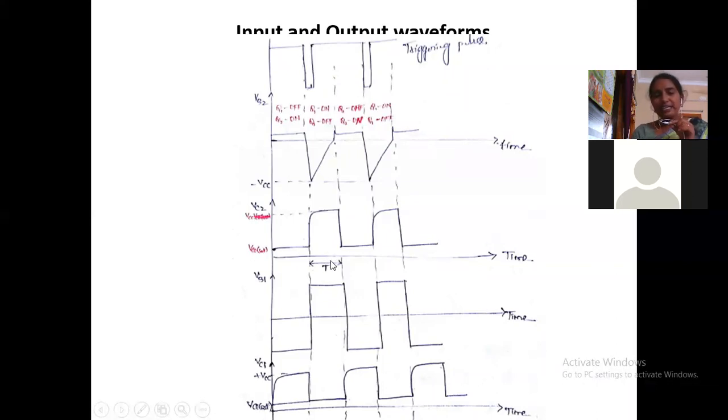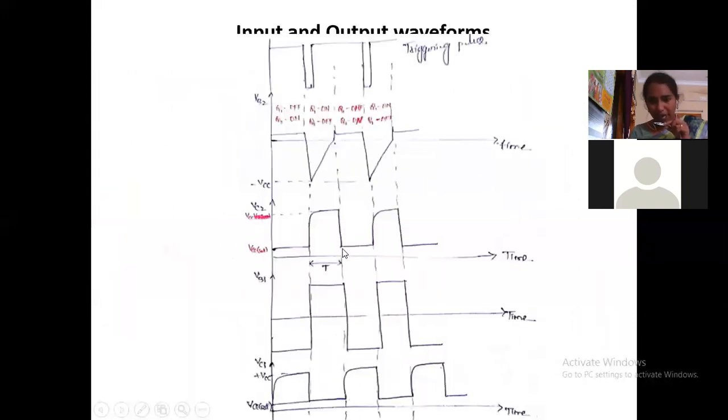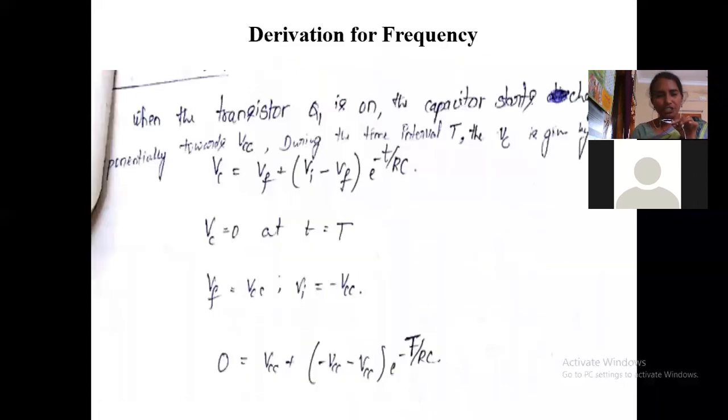By calculating the time period, we are calculating the voltage across the capacitor, right? So let's see the expression. The voltage across the capacitor VC is equal to V final plus (V initial minus V final) into e power minus t by RC, where RC is the time constant, right? At t equal to T, the end of the time period, the voltage across the capacitor is equal to 0. The initial value is minus VCC. The final value of voltage to be charged is plus VCC, right?